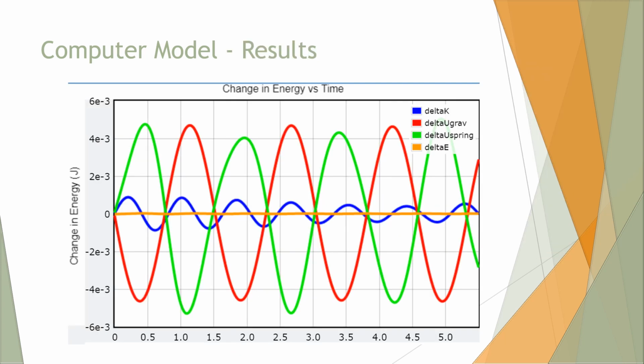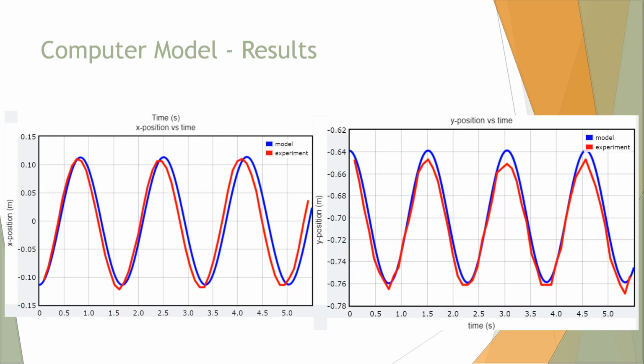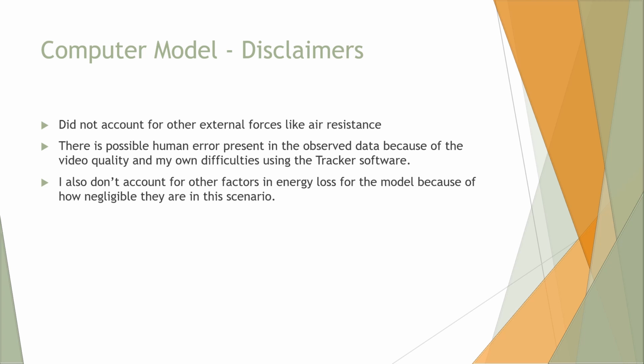For the graph of energy versus time, you can see the total energy is constant, while the delta K, delta U grav, and delta U spring all oscillate. My observed position data is also very close to my computer model position data. For the model, I did not account for other external forces like air resistance. There is also possible human error present in the observed data because of the video quality and my own difficulties using the Tracker software. I also don't account for other factors in energy loss for the model because of how negligible they are in this scenario.